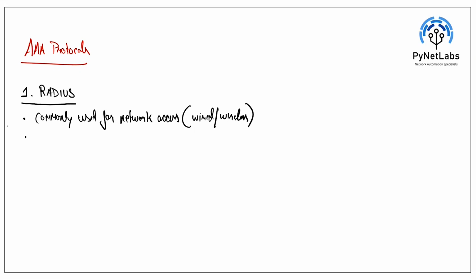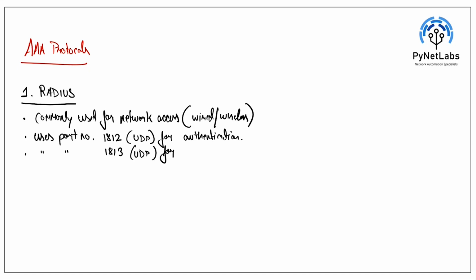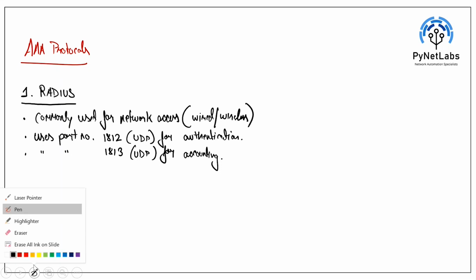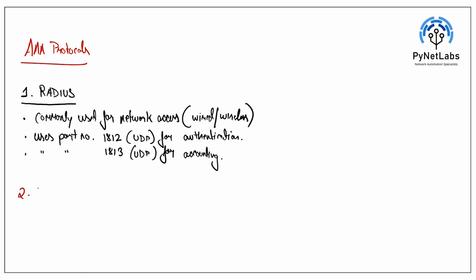It also uses some port numbers. The port number it uses is 1812, which is a UDP port for authentication. Also, it uses port number 1813, also a UDP port for accounting. So this is what you all need to know about the RADIUS server. These are the protocols which are being used. Now coming to the most important point here, which is your TACACS server.